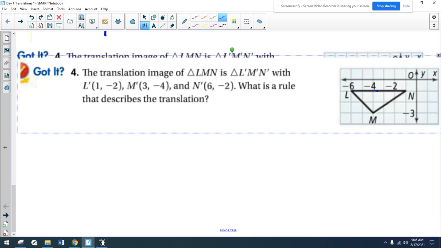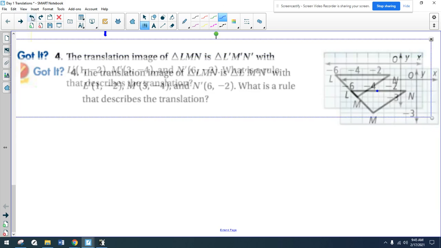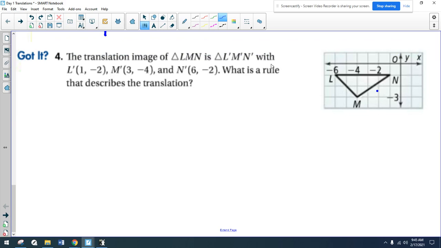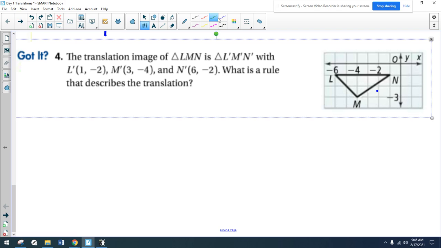Whoops. Yeah, I'm going to use Miss Hink's thing from now on. Sorry about today, guys. So if it's at (1, -2), that's going to be right here. My pen, please.